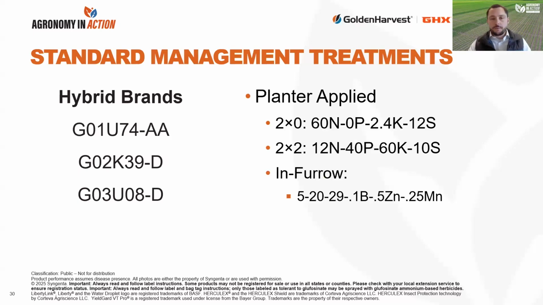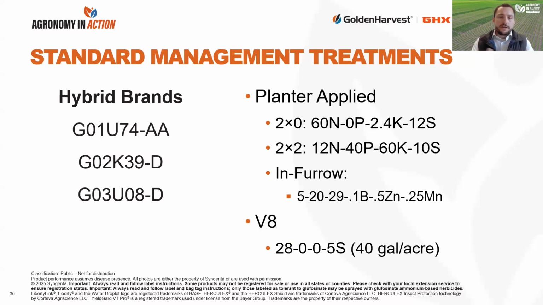So we set up a trial, and the one we want to focus on today will give you a little bit of a view of how our fertility looked. Planter applied, we put some stuff down in furrow. We did a 5-25. We added an extra gallon of potassium acetate, added a little bit of micros to help us out. We put down roughly 70-75 pounds of nitrogen early on, good source of phosphorus, good source of potassium, and some sulfur. We came back in at V8, put down another 40 gallons of a 28005 mix.